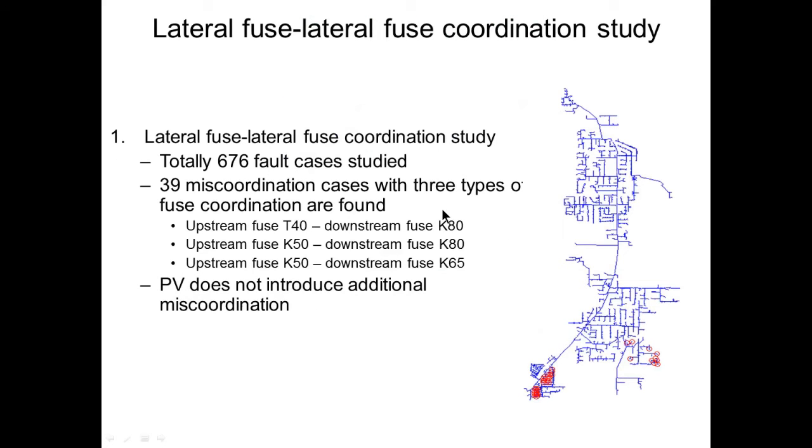So we applied the developed methods on the complete Sandvik feeder for lateral fuse coordination study, and from the MATLAB we found that there are a total of 676 fault cases that need to be applied. The resulting fault currents and analysis with MATLAB revealed that there are 39 miscoordination cases, and this is even when the PV systems were not considered. So even under the no PV situation, there are 3 combinations between T40, K80, K50, K80 and K50, K65. We have a potential for miscoordination, and all those 39 cases are highlighted in this feeder diagram. And when we include the PV, it does not introduce any additional miscoordination.